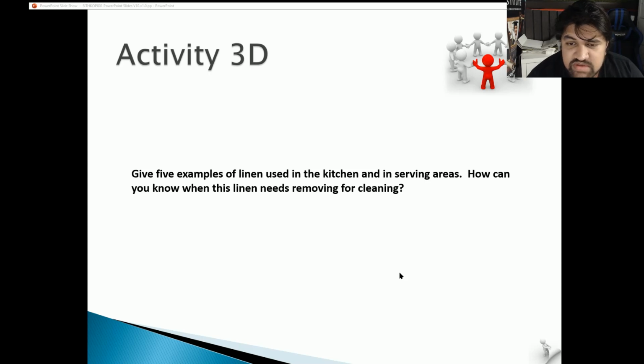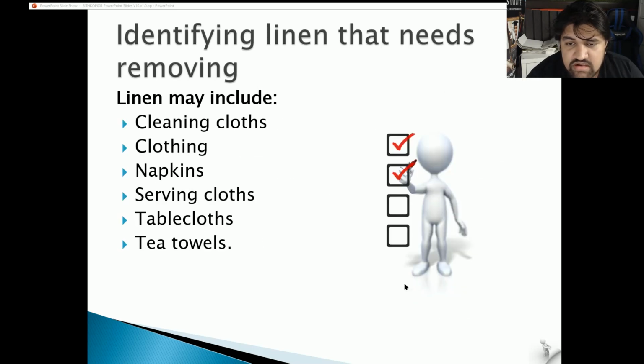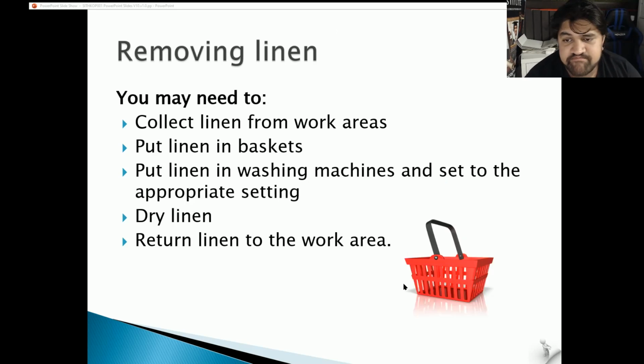Give 5 examples of linen used in the kitchen in serving areas. So if we're looking at 5 examples, we've got cleaning cloths, any clothing, so it could be aprons, chef jackets, napkins, so these would not be disposable ones but cloth ones, serving cloths, tablecloths, tea towels. You could also have things such as curtains or anything that is in your environment that needs to be cleaned and is fabric. Okay.